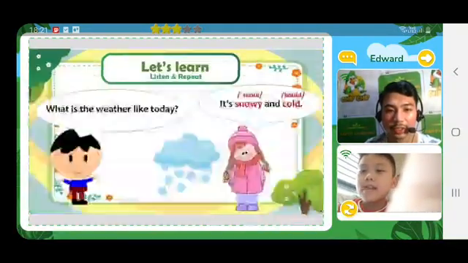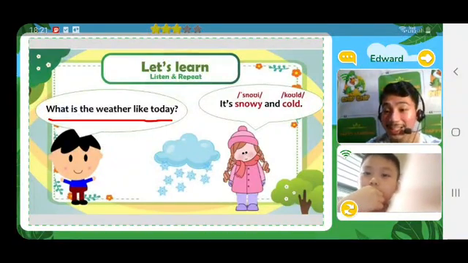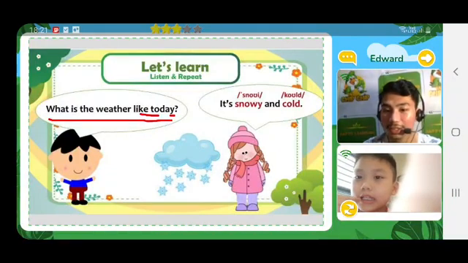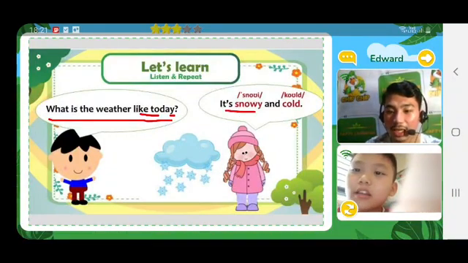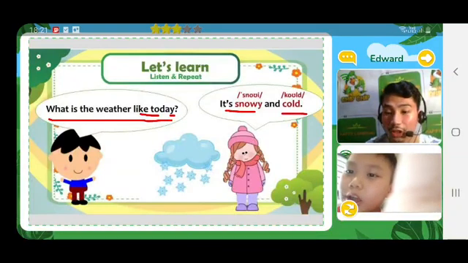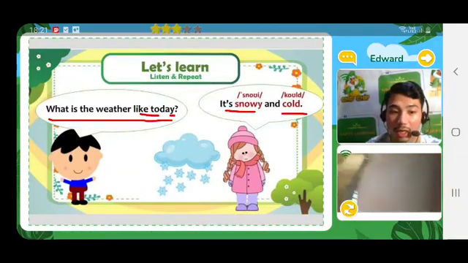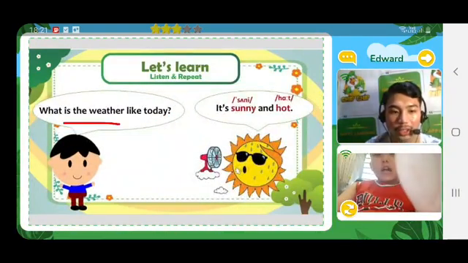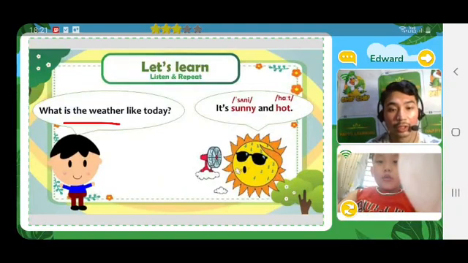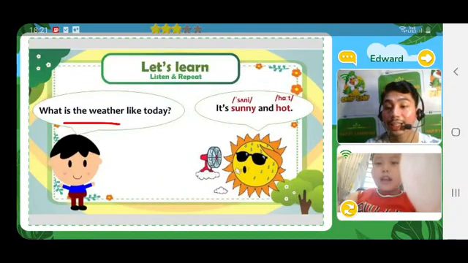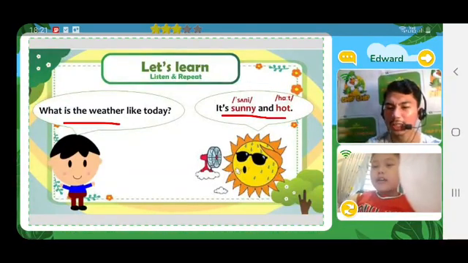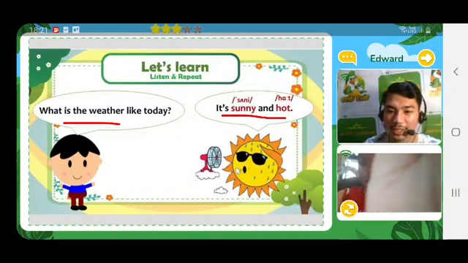Okay, let us read. What is the weather like today? It's snowy and cold. Very good. Okay, how about the next one? What is the weather like today? It's sunny and hot. Very good. Okay, how about here?